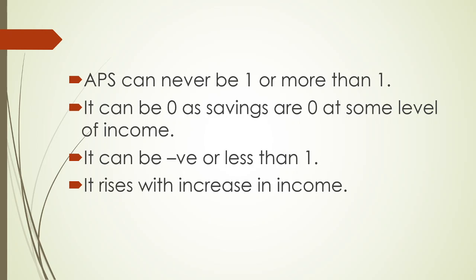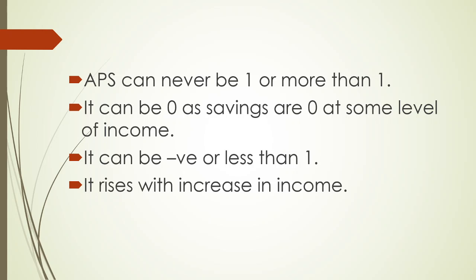Next point is that it can be 0. APS can be 0 because saving can be 0. In case of APC, it cannot be 0 because consumption cannot be 0, but APS can be 0 as saving is 0 at some level of income.